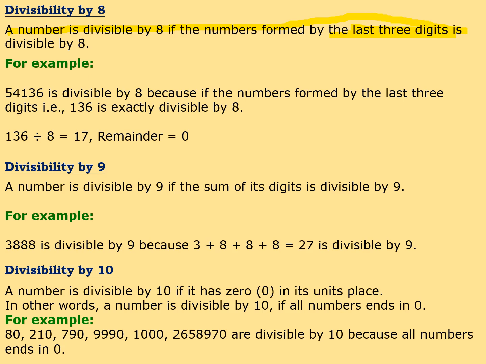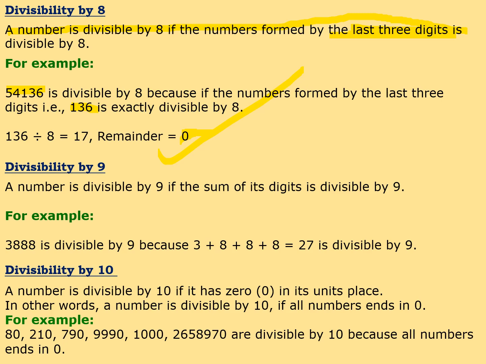For example, let us take a number as 54136. So the last three digits are 136. You will divide 136 by 8. If the remainder is 0, then you will say yes, the number is divisible by 8.